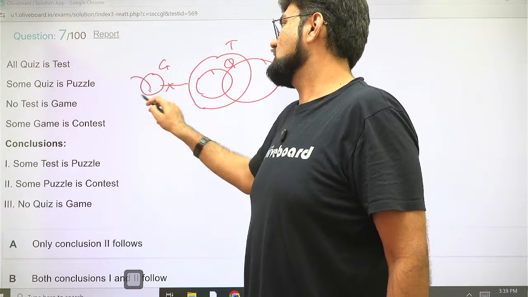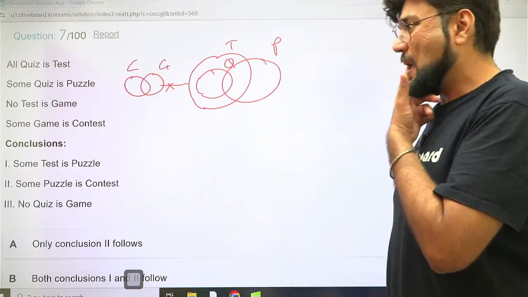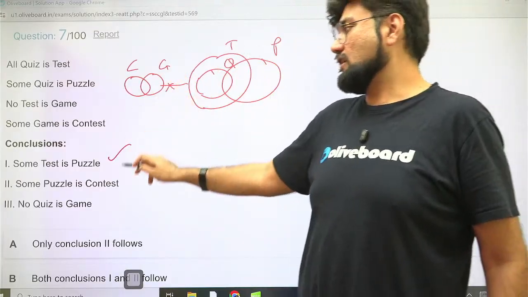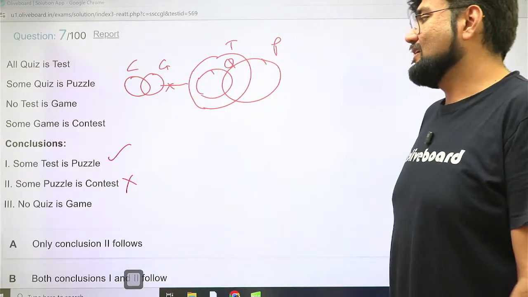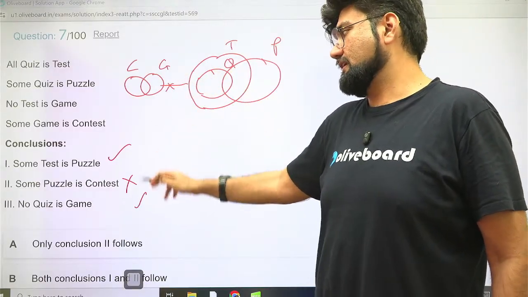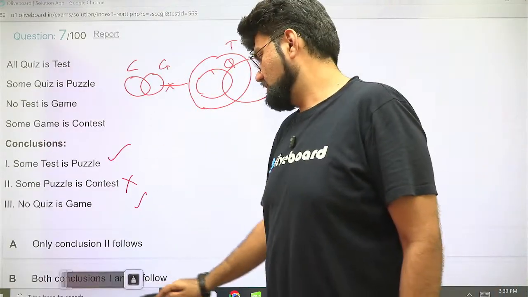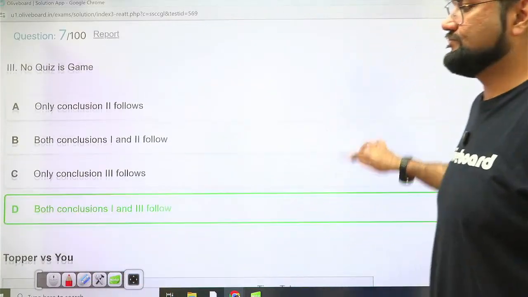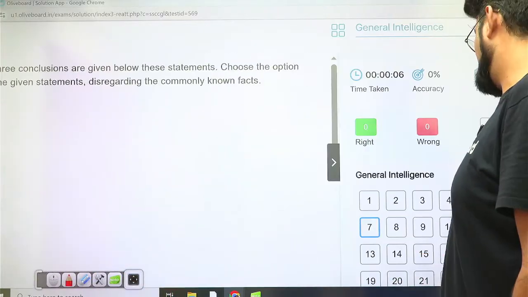Some game is contest. Some test is puzzle, clearly visible. Some puzzle is contest, puzzle and contest, I cannot draw this direct conclusion here. No quiz is game, that's absolutely correct. If completely test is banned in game, quiz is also banned in game. So only 1 and 3 are correct, which is option D. 34 seconds, good. Next.